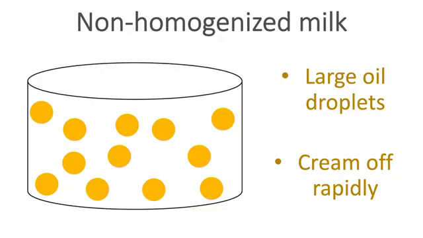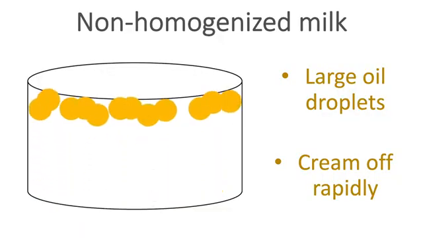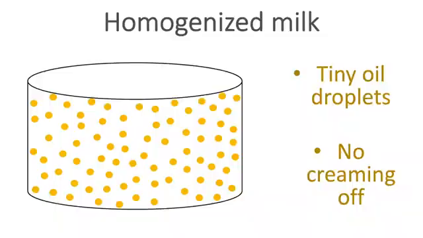So milk naturally has the oil separate off from the water. You might call this a cream layer. The oil goes on top. To prevent this separation, we break this oil into very tiny microscopic droplets and disperse them throughout the rest of the liquid. This process is known as homogenization.